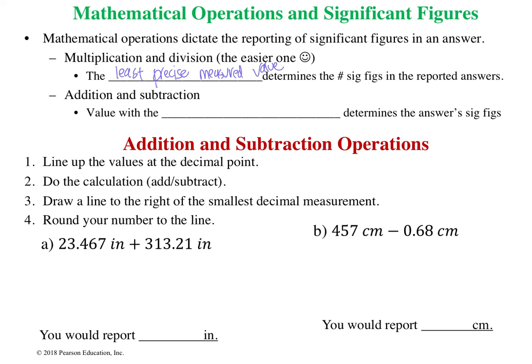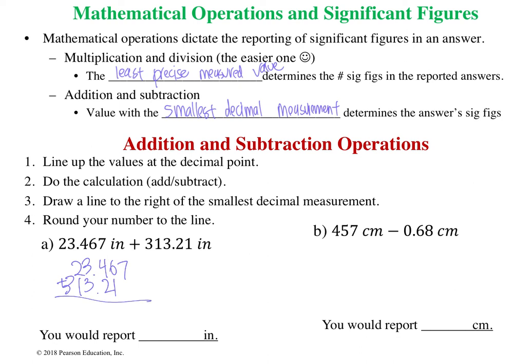With addition and subtraction, we're going to find the number that has the lowest amount of decimal places, and that's going to govern it. So we'll start with addition and subtraction. The first step is to line it up at the decimal point. So we have 23.467, and I'm going to add 313.21. So notice I lined up every number by its digit.